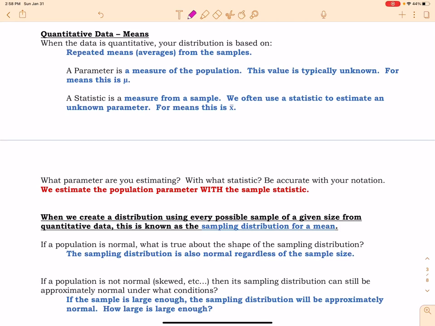In this video, we will discuss quantitative data for sampling distributions in AP Statistics. So we are still in Unit 7, and we are talking about this idea of quantitative data and creating sampling distributions or using sampling distributions. The reason we like to talk about repeated means or repeated averages from our samples is because it provides a more normal shape that's less variable.